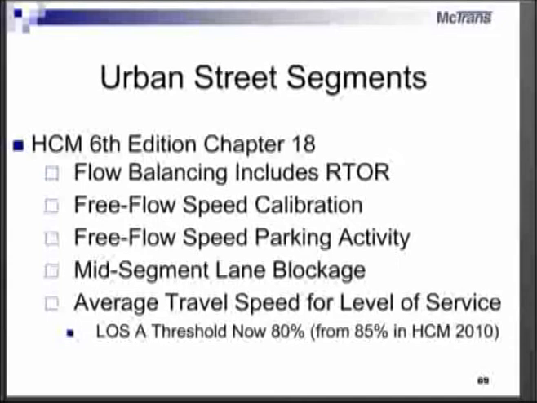The level of service table was restructured, and actually the threshold from A to B was changed. It was 85% travel speed as a percentage of free flow speed, base free flow speed in the 2010 manual, and it drops to 80% in the 6th edition.